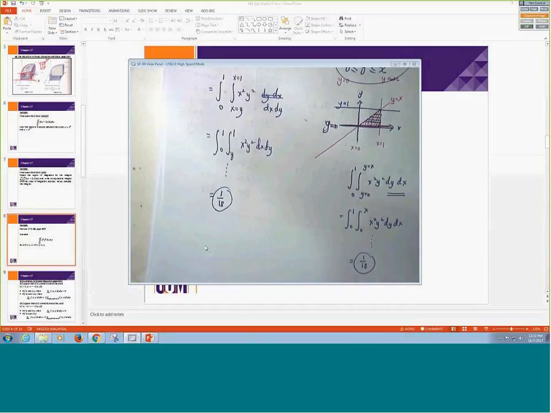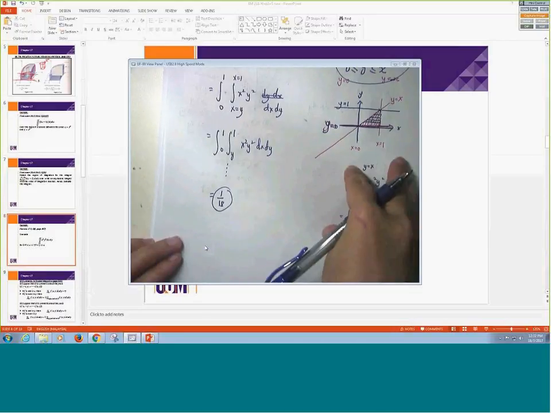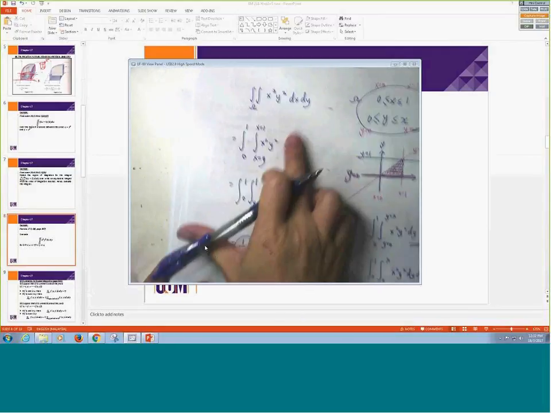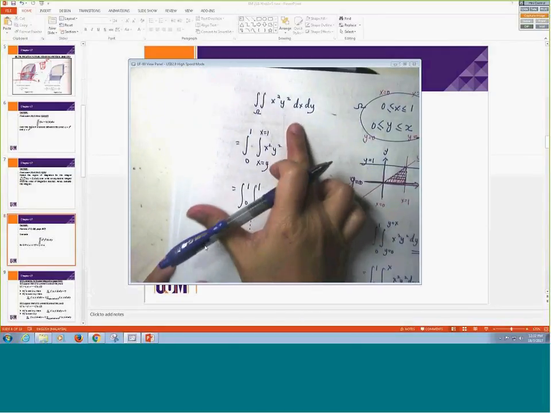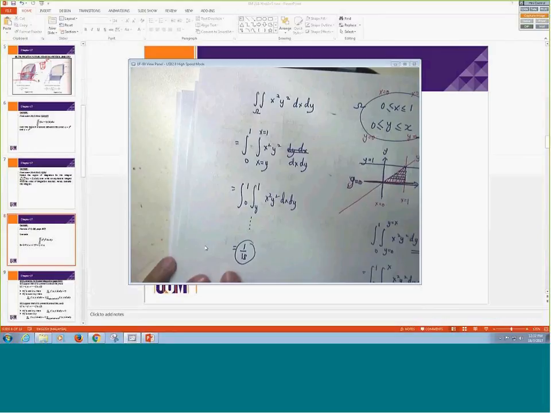You should try to do more exercises. Try to solve this one, and when you reverse the order of integration, you should be able to obtain the same answer, 1 over 18.